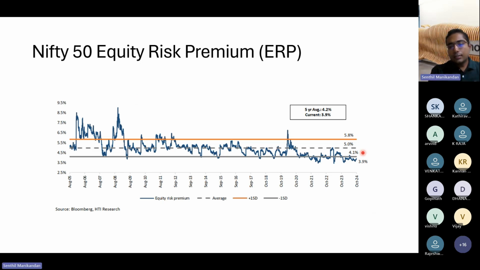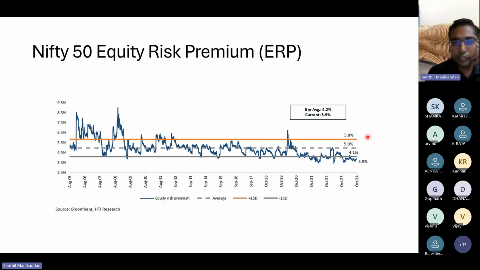If you see in at least the last 3-4 years, whenever the equity risk premium dropped to 3 or 3.5, that's where the market became more valuable. Now it's back to around 4% post the 6-7% correction in October. So it shows that there has been some moderation in the market in terms of returns. That's where we are in terms of valuation.